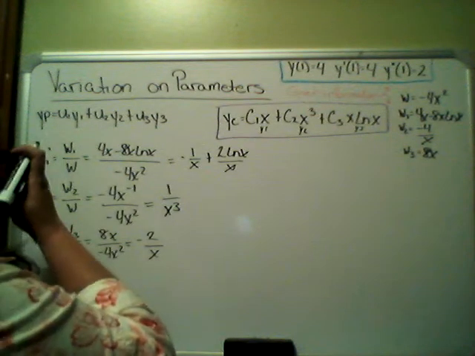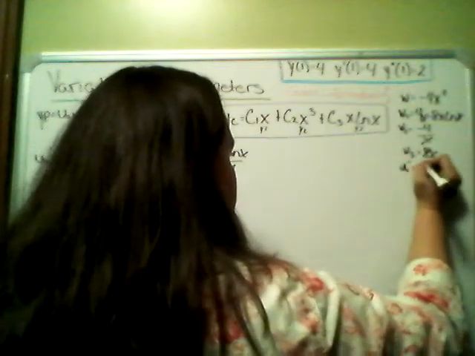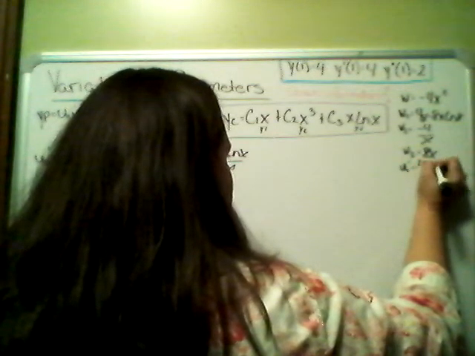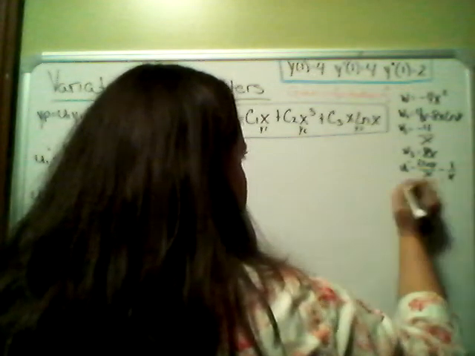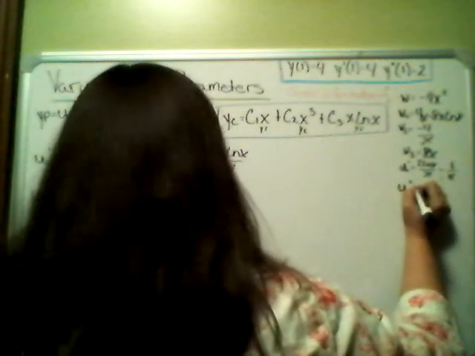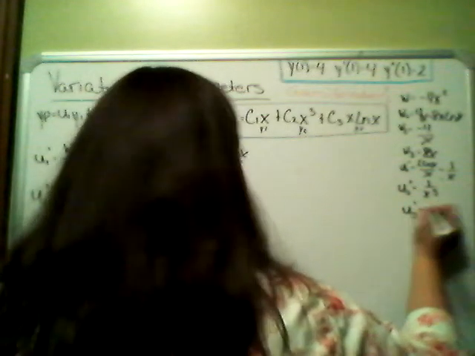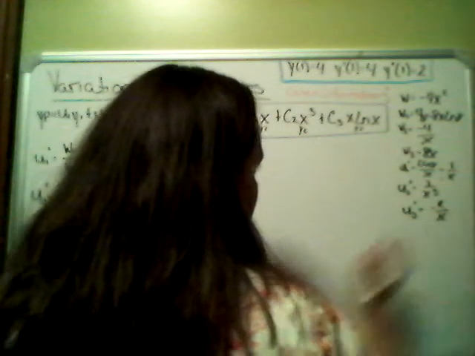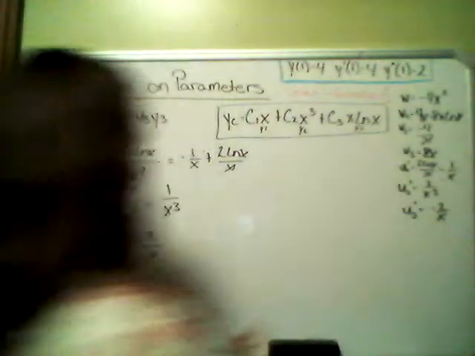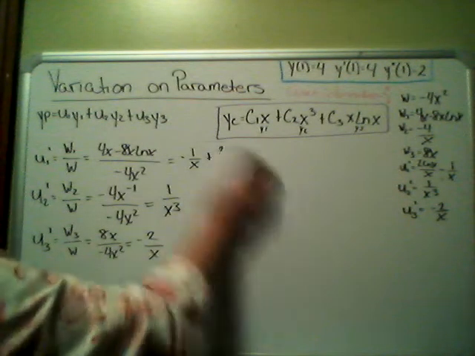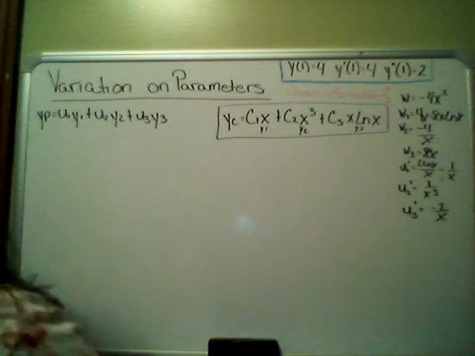I'm going to go ahead and put these over here. We've got u1 prime equals 2 ln x over x minus 1 over x, u2 prime equals 1 over x cubed, and u3 prime equals minus 2 over x. All right. Now from here, we have to solve these for u by taking their integrals.